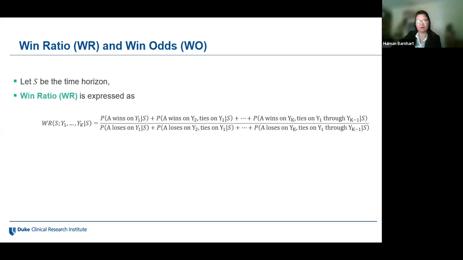There are several measures that are popularly used to assess treatment effects. One of them is called the win ratio. It's basically defined as the probability of win divided by the probability of loss for treatment A. I have this math formula here. This win ratio is sometimes criticized because it doesn't take the ties into account.